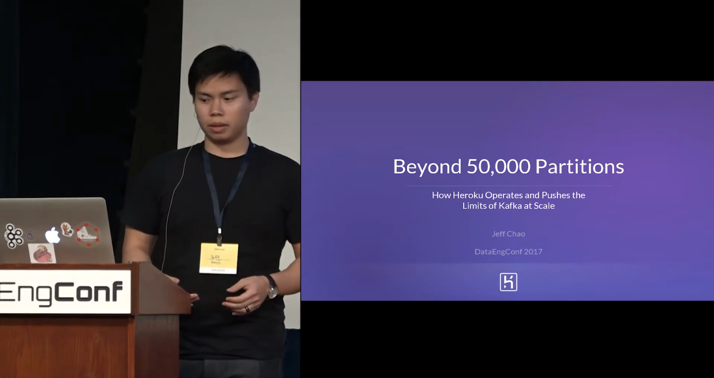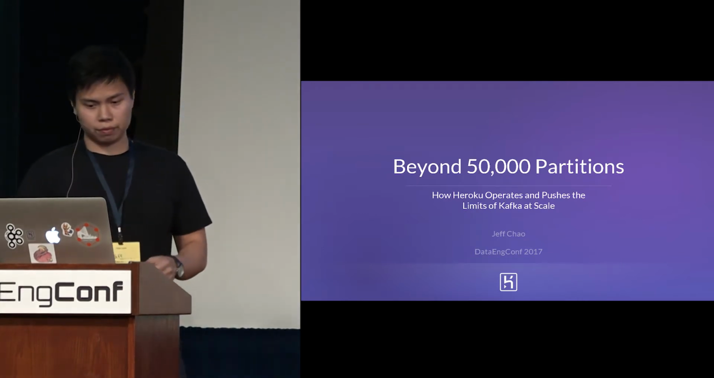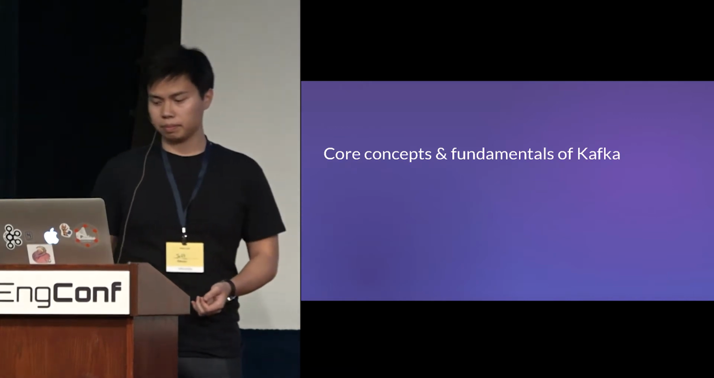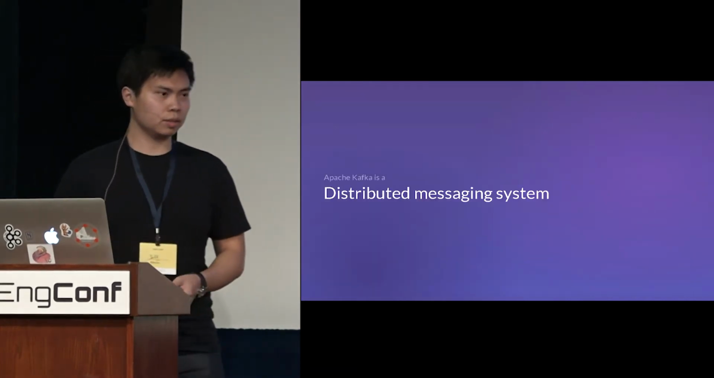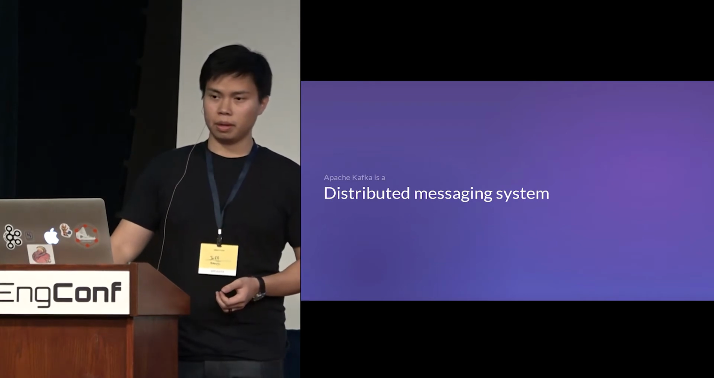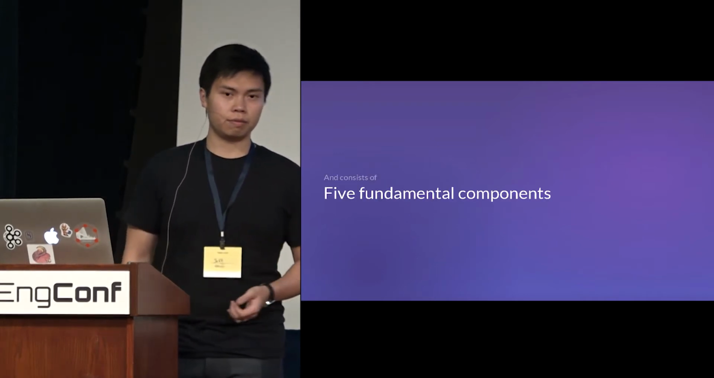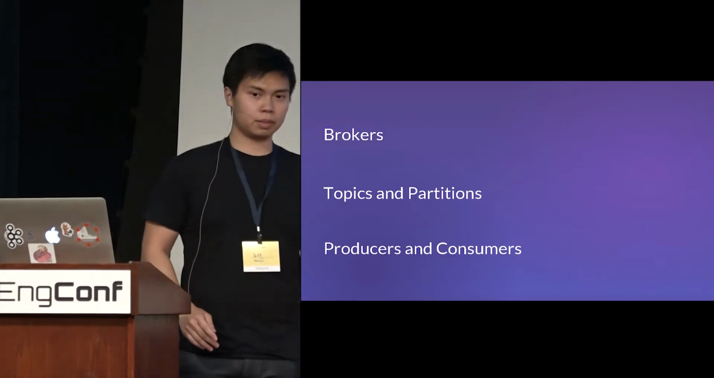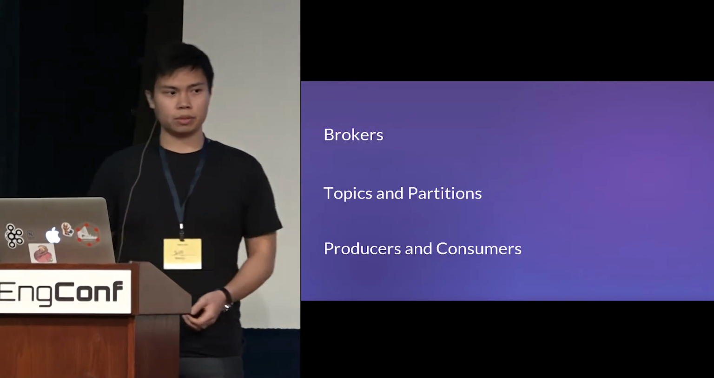But specifically, let's first cover some of the core concepts and fundamentals of Kafka. So Kafka is essentially a distributed messaging system, and it consists of 5 fundamental components. They are brokers, topics and partitions, and producers and consumers.